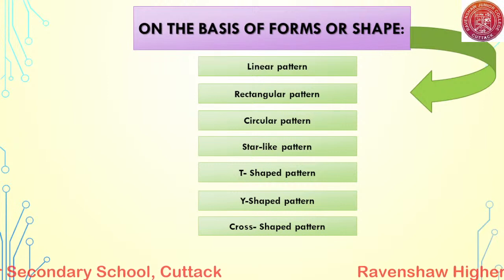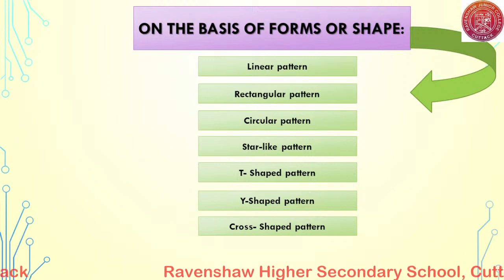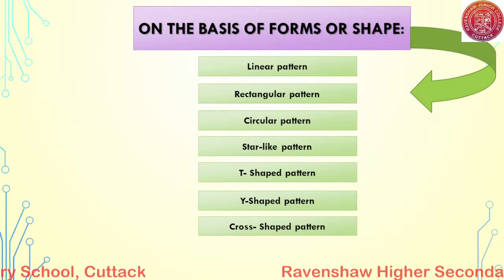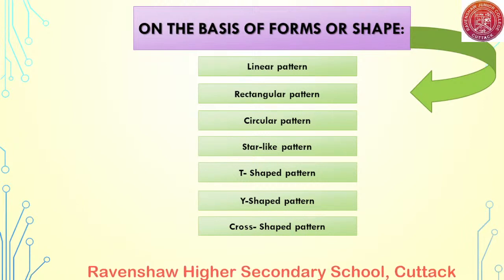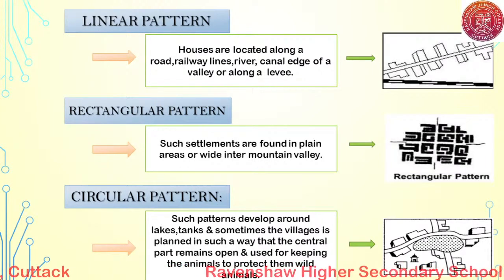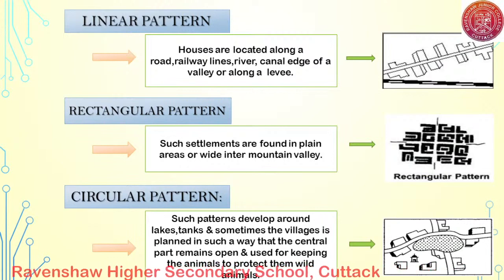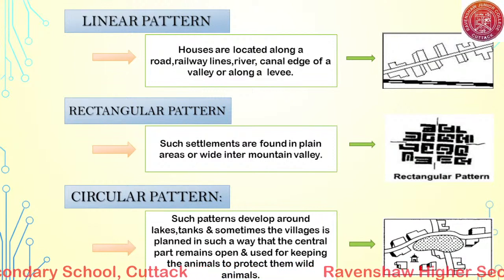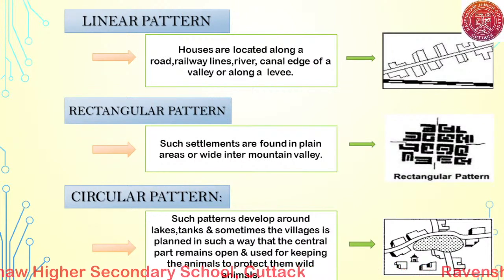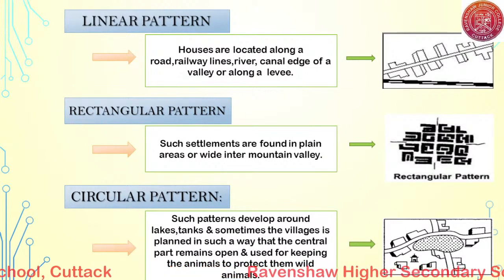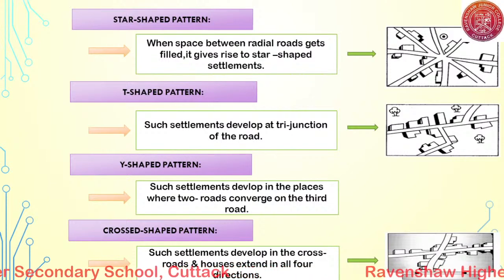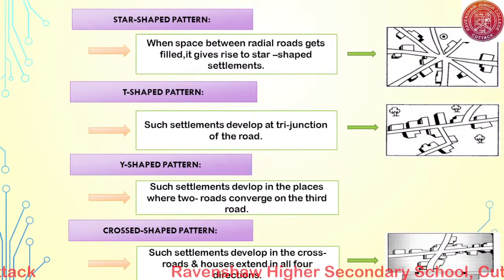Then on the basis of shape, the rural settlement has different patterns like linear patterns, rectangular patterns, circular patterns, star-like patterns, T-shaped pattern, Y-shaped pattern, then cross-shaped pattern. In the case of a linear pattern, the settlements develop on the sides of a line, that is the linear pattern. If the settlement pattern is in the form of a rectangle, then that is a rectangular pattern. If settlements develop around a particular point, for example, where water is available in water scarcity areas, that is the circular pattern. Then if that is in the form of a capital letter T, then that is the T-shaped pattern. These are the different patterns of the rural settlements on the basis of shape. Then the next one.